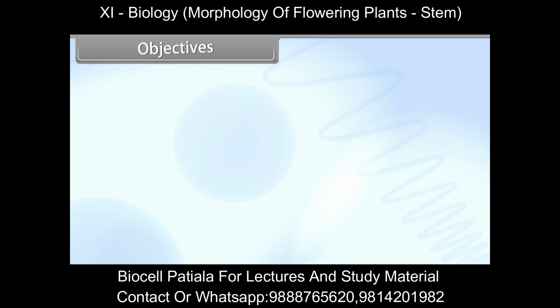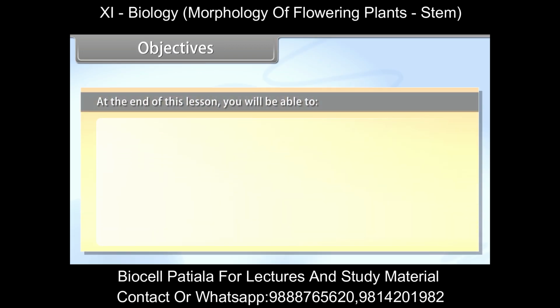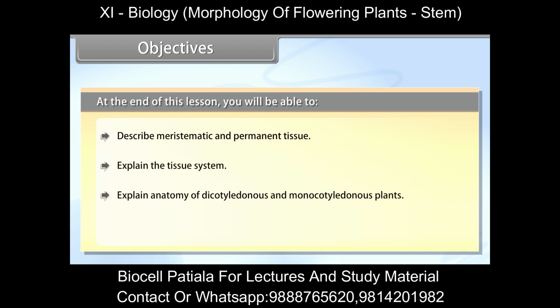Objectives. At the end of this lesson, you will be able to describe meristematic and permanent tissue. Explain the tissue system. Explain anatomy of dicotyledonous and monocotyledonous plants. Discuss secondary growth.